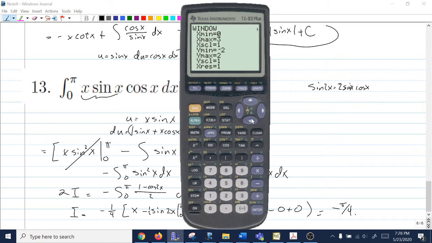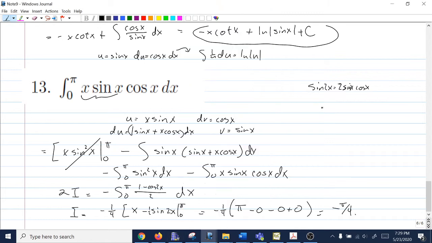Let's just graph that from 0 to pi. Positive. Negative. Oh, it's negative more time than it's positive. Yeah, we should get a negative. Cool.